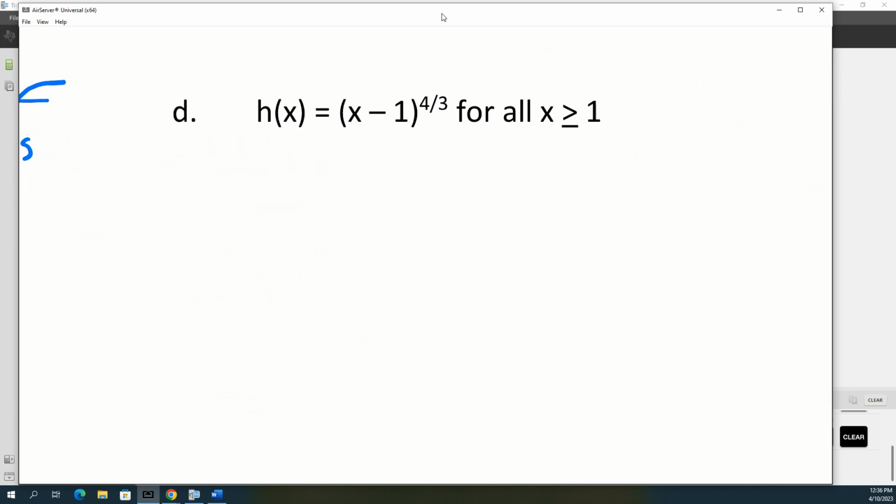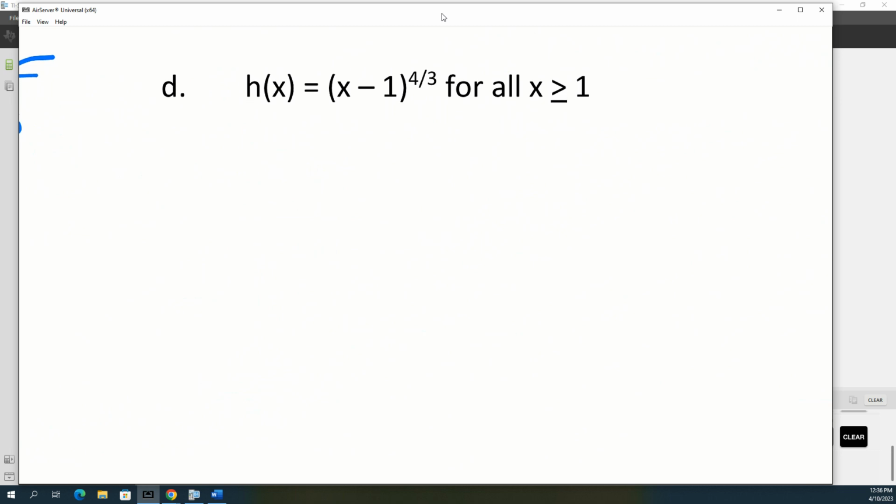Now D is tricky looking. We're going to use this function, but we're going to use it only for x's that are greater than or equal to 1. So to type it in the calculator, you'll go ahead and do the x minus 1 to the 4/3. But to get to the last part, you're going to do divided by, and then x is greater than or equal to 1.